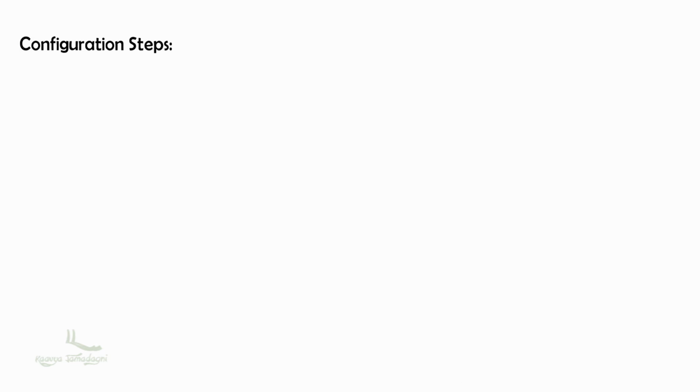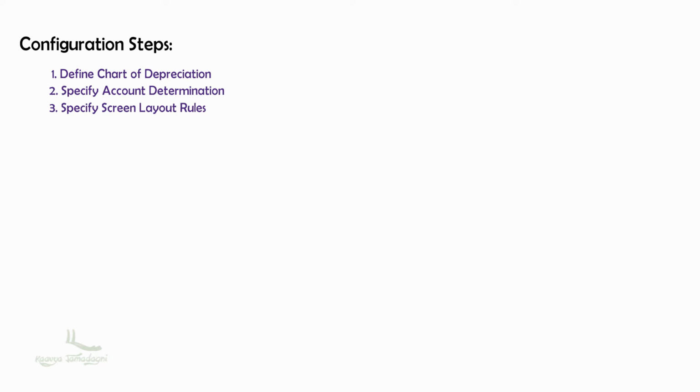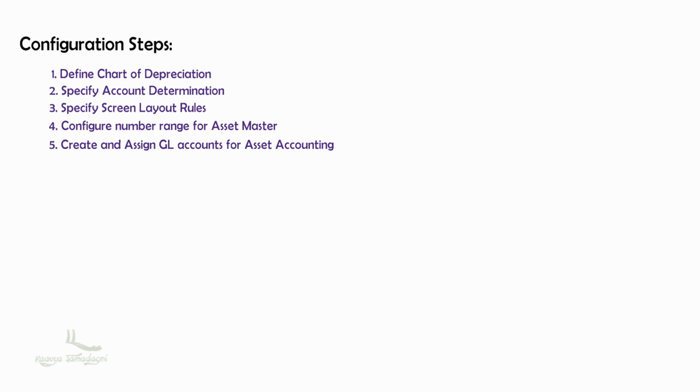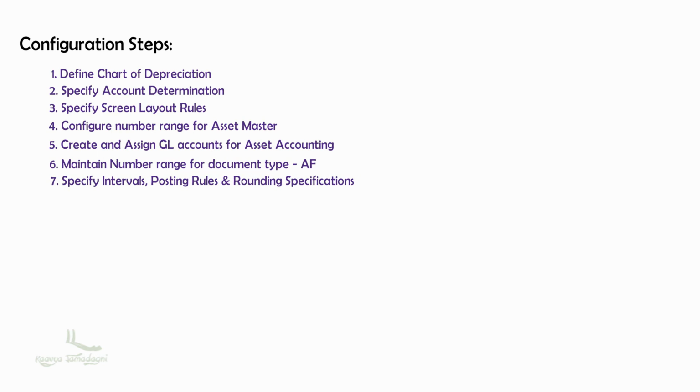These are the configuration steps. As a first step, we will define the chart of depreciation and then we specify the account determination. After that, we will specify the screen layout rules. And then we will configure the number range for Asset Master. After that, we'll create and assign the GL accounts for asset accounting. And then we maintain the number range for the document type AF. After maintaining the number range for the required document type, we specify the intervals, posting rules, and the rounding specification.